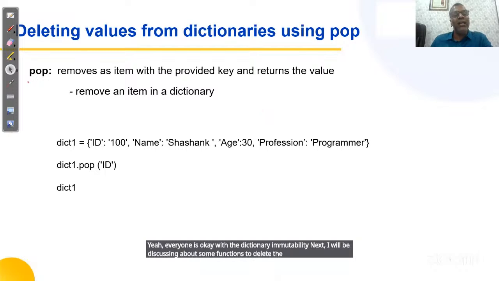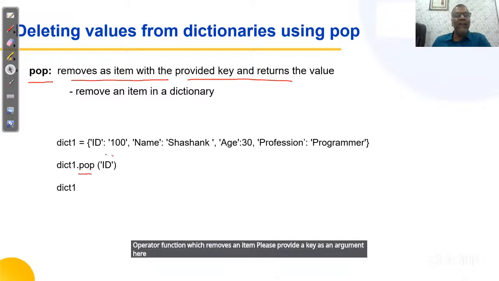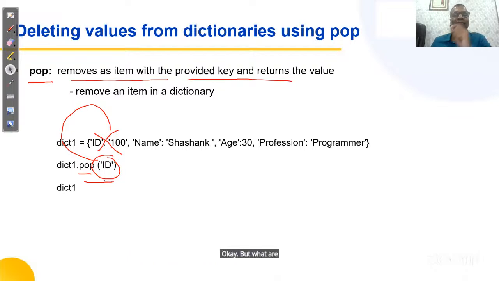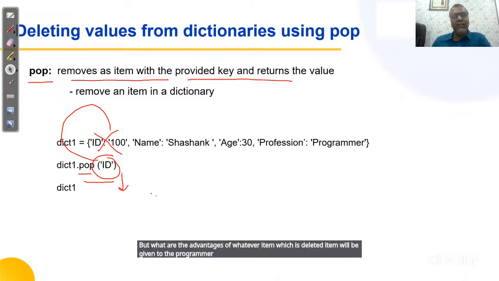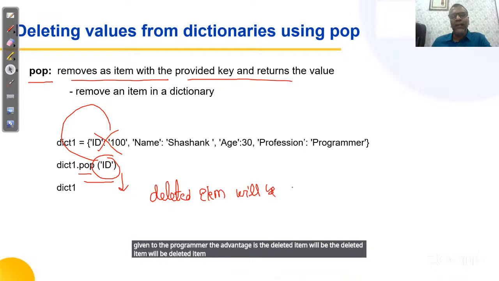Now, Python dictionary also supports another function called pop. Pop is a function which removes an item when the key is provided as an argument. See here, pop is a function, and I will be passing the key as an argument. Whenever we pass a key as an argument, this entire item will be deleted. But what is the advantage of pop? Whatever item is deleted, the deleted item will be given to the programmer. The advantage is the deleted item will be given to the programmer. Okay, Nama?